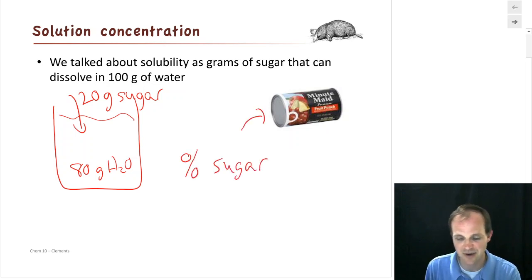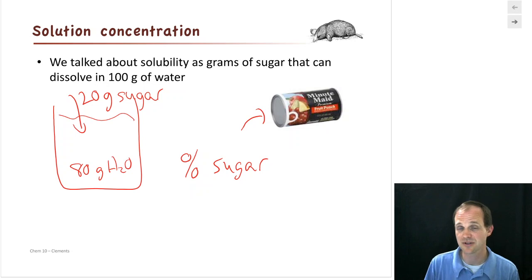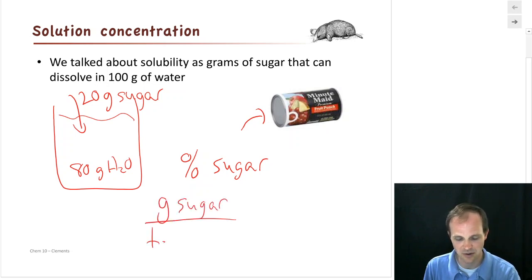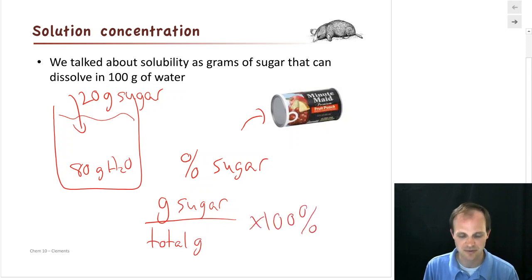You might want to know that if you have a juice concentrate, if you've ever used those frozen ones. That's a concentrated juice. It has a high percentage of sugar. What we usually do is dilute it in order to drink it. But let's figure out what the percent sugar is here. Well, percent of anything is, right, the thing we're talking about over the total times 100%. So what we're going to do is we're going to do grams of sugar, that's the thing we're talking about, over the total grams, and we're going to multiply by 100% in order to figure out our percent sugar.